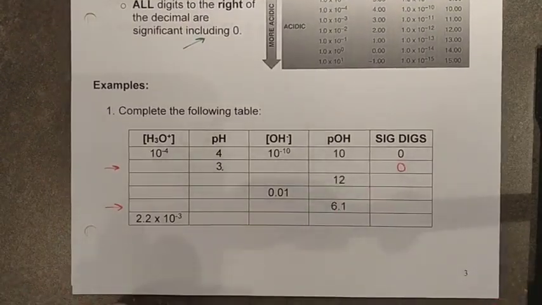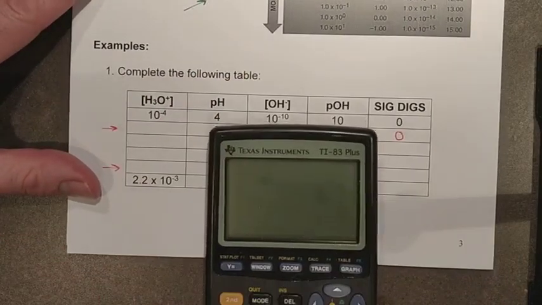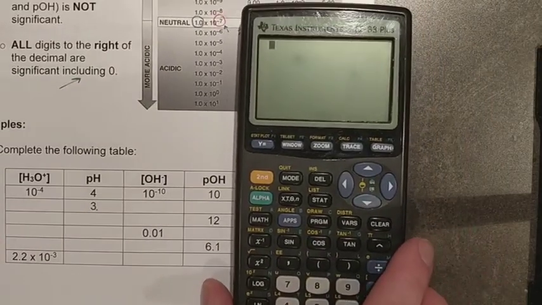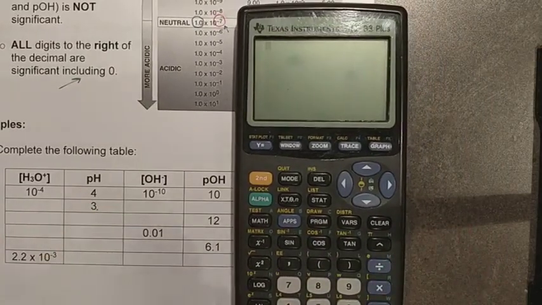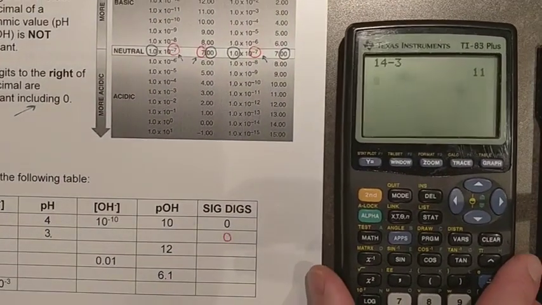If we want to figure out the pOH, we can do that. I'll put the calculator right here. Yeah, maybe over here. Okay, and so if the pH is 3 and pH plus pOH is equal to 14, then 14 minus the pH of 3 gives us a pOH of 11.